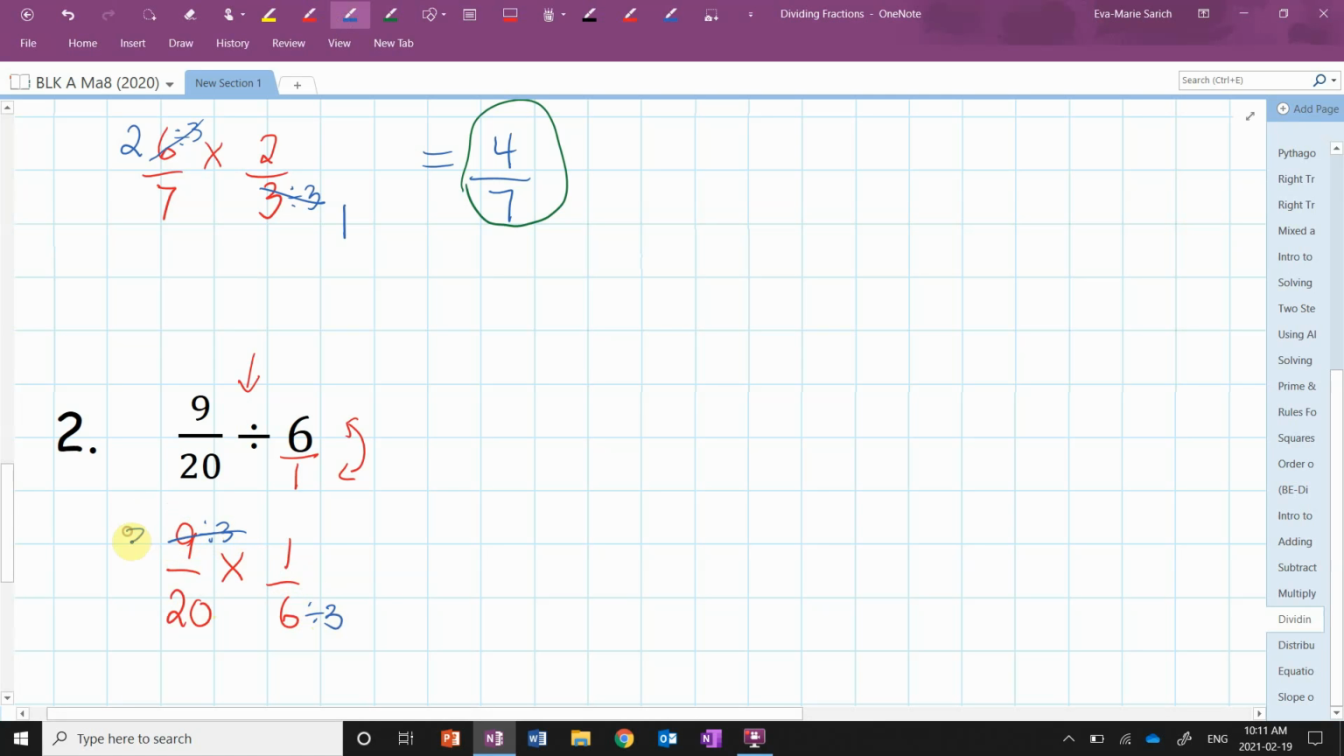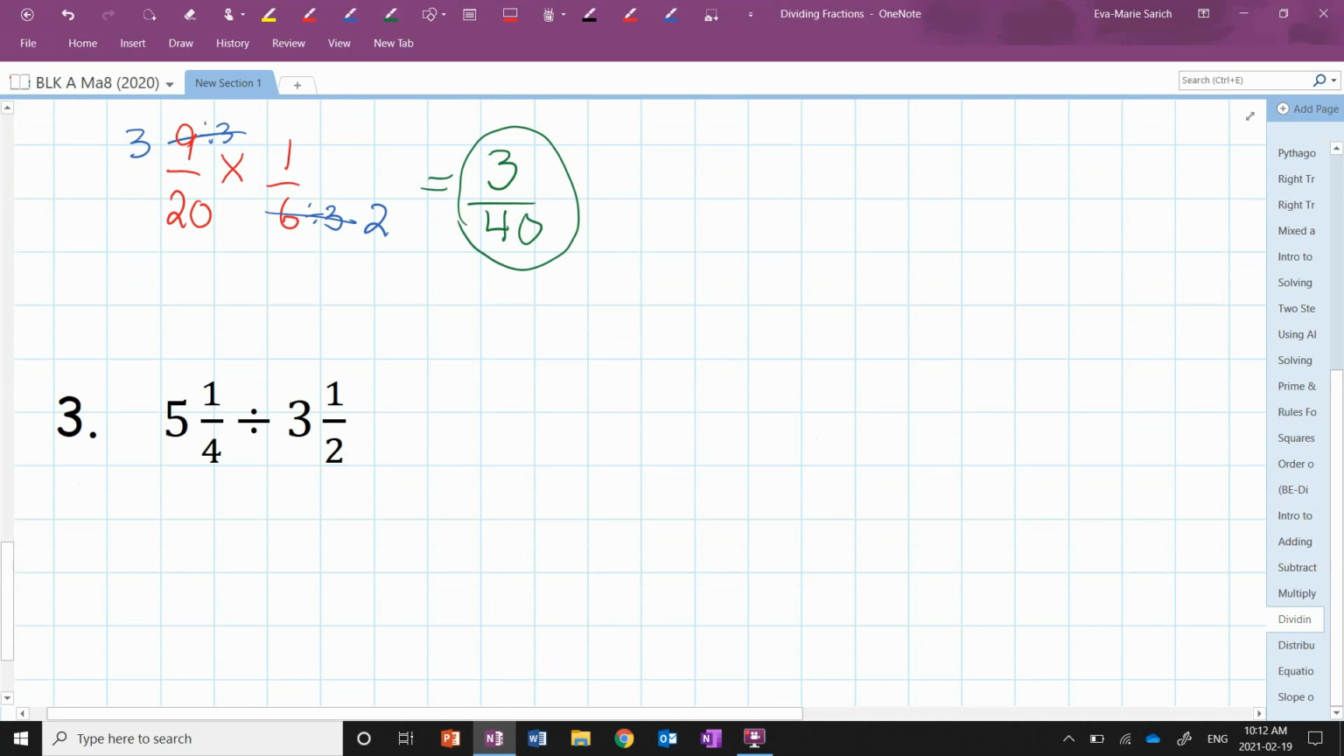So 9 divides by 3 to become 3. 6 divides by 3 to become 2. Again, 2 and 20 can reduce, but they're both bottoms, so we're not going to reduce those, only a top and a bottom. So now we multiply what's left. So 3 times 1 gives us 3 at the top, and 20 times 2 gives us 40 at the bottom. It's not improper, so we don't turn it into mixed, and it's reduced as far as it can go, so there's our final answer.